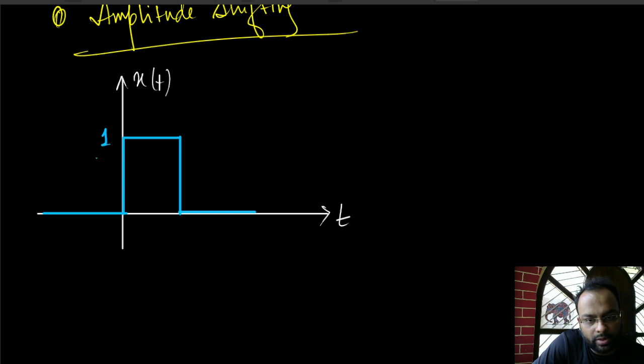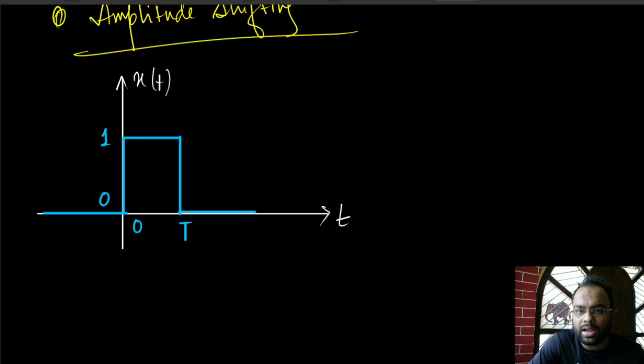So say this value is 1, this value is 0, this is time 0, so this is time t. So this is x(t), right? So this is a very simple signal. I have a value of x(t). So this is the signal represented with x(t). So it's again a simple pulse which reaches a value of 1 here, right?